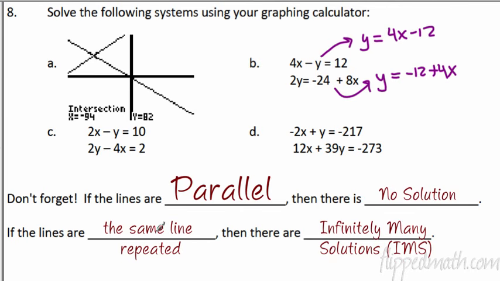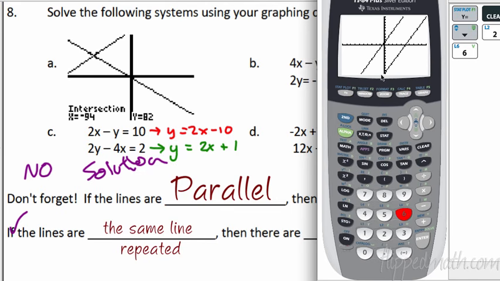We don't have to put that in the calculator. Yeah, that's this choice right here. If the lines are the same line repeated, then we write infinitely many solutions. You can write IMS if you want to. That'll speed it up. Let's do choice C. Solve C for y. Actually, do both. Do C and D. Pause the video.